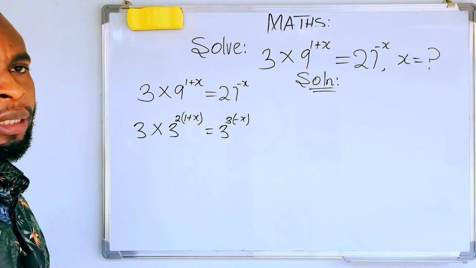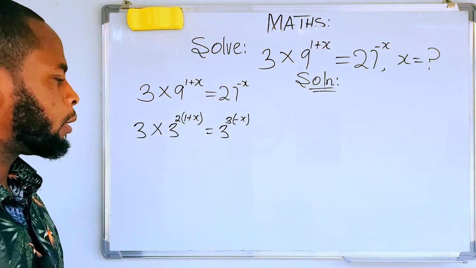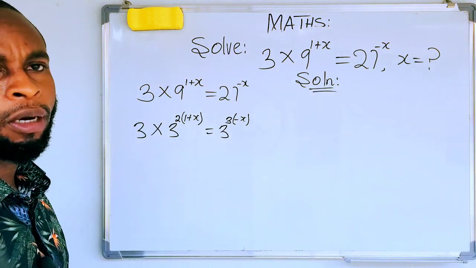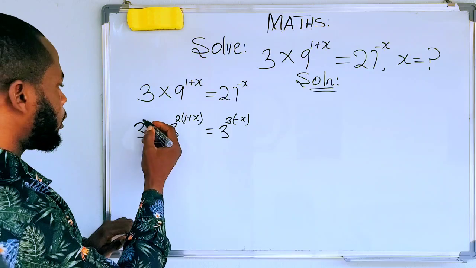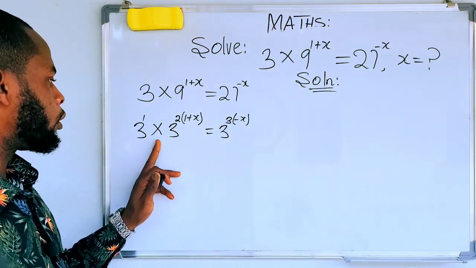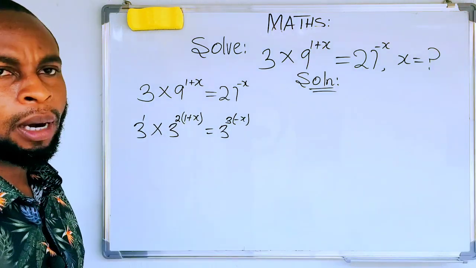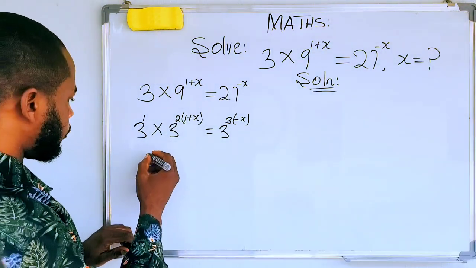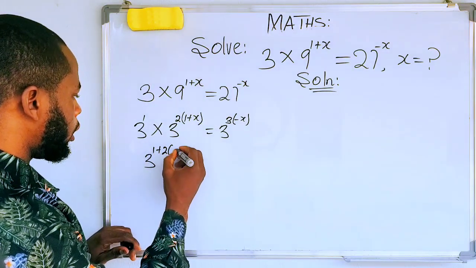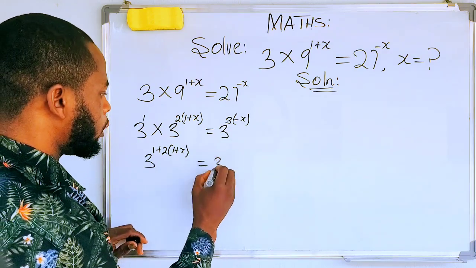Now, at the left hand side of the equation, from indices, when the bases are the same, and in multiplication, we add up the powers. Note that this has a power of 1. As such, this is multiplication, so we are going to pick one of the bases and add up the powers. And we have 3 to the power of 1 plus 2 into 1 plus x equals 3.